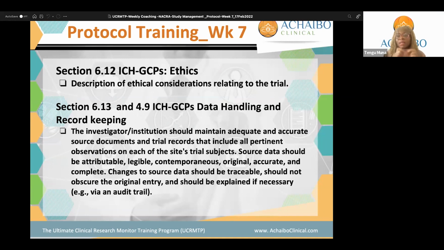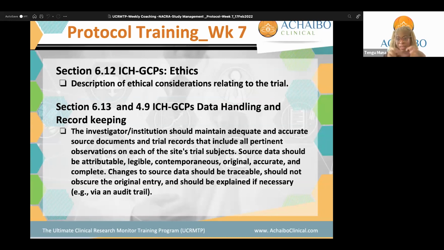But then the most important thing is that the data being entered on the source documents, they always say it's attributable. You can attribute it to the person who actually wrote it. It's legible. That's obvious. You can see it. It's not like little scribbles. And that's why we always recommend writing with a black pen, right? Versus a pencil, a black pen. Contemporaneous, it's up to date. That means that it just happened, right?